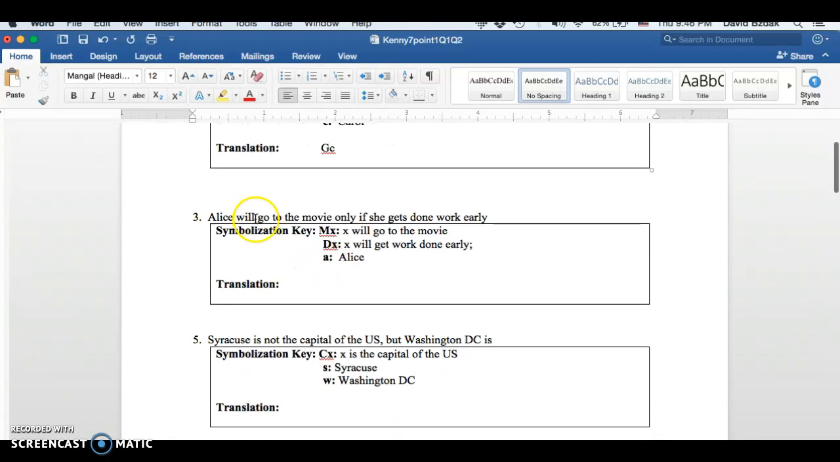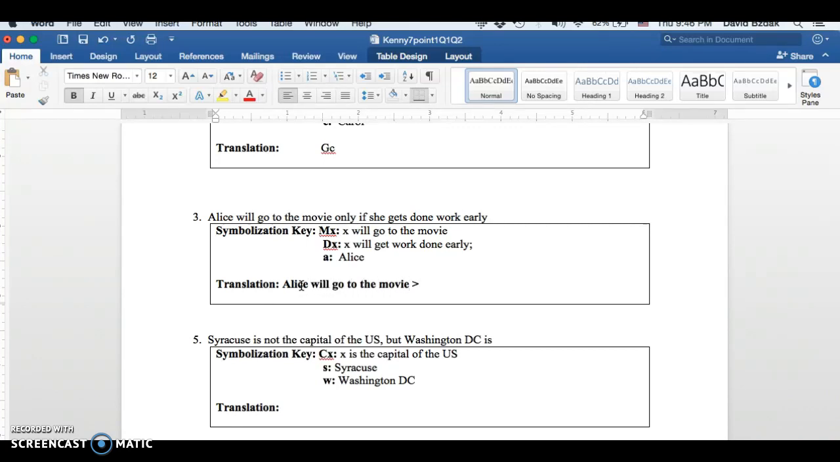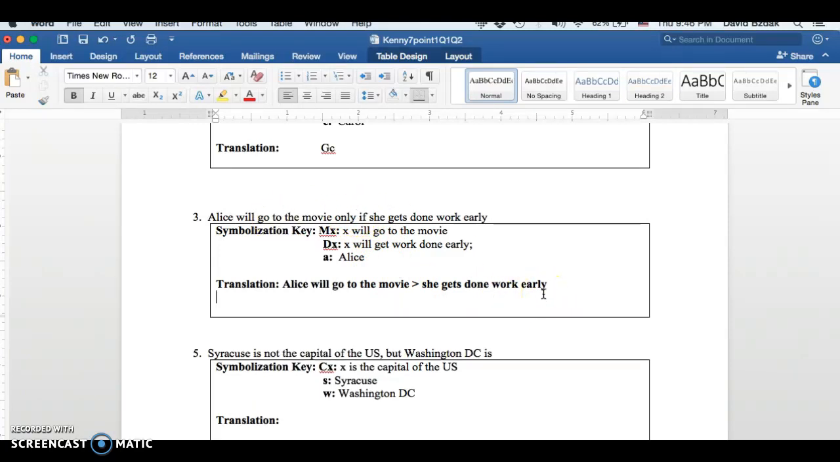Okay, so number three, we've got Alice will go to the movie only if she gets done work early. Now, if you remember your translations, only if gets translated directly as the horseshoe. So only if is different from if and only if, which is the biconditional. Only if, just substitute in the horseshoe for the only if, leave everything else in the sentence the same.